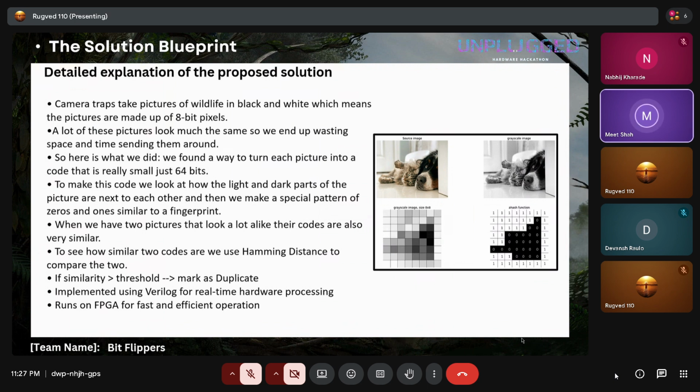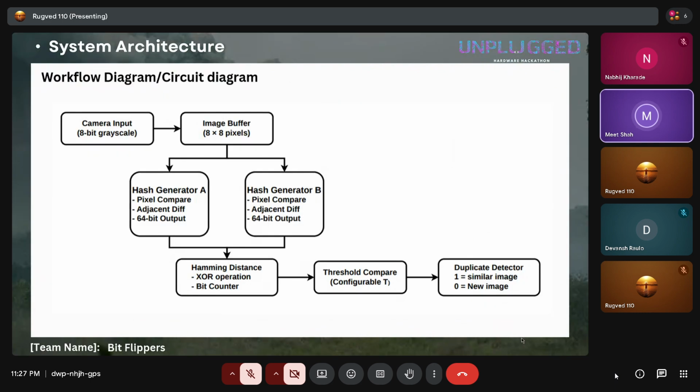We then compare two signatures using Hamming distance, which counts how many bits are different. If the difference is below a predefined threshold, we classify the image as a duplicate. The entire system is implemented in Verilog and designed to run on FPGA for real-time processing. Now, coming to the system architecture, my friend Rugved will explain and further elaborate.